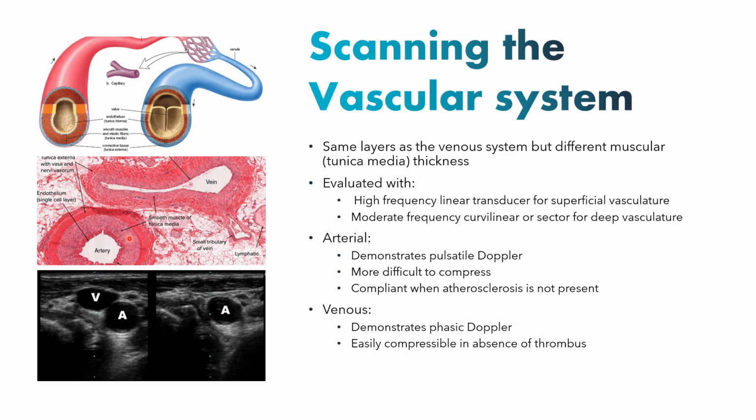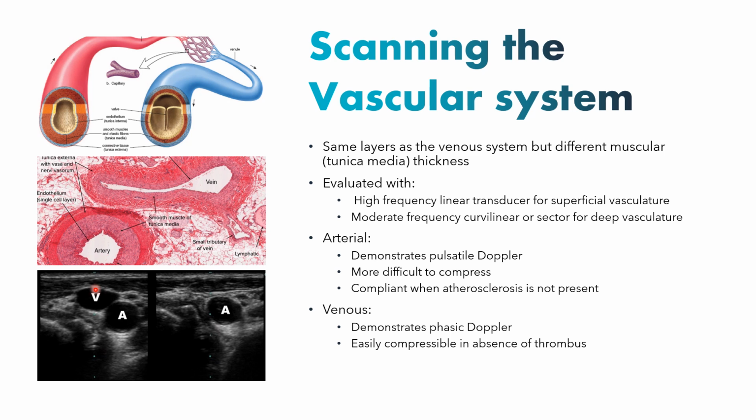Because that tunica media is so much thicker and stronger, it's going to maintain a more circular shape and be less compressible than its venous counterpart. So you can see here, venous is very easily compressed, artery is not. That's going to be really important when we're scanning because lots of times we're going to want to compress the vein to make sure that there's no thrombus in there. If there's no thrombus, it should compress completely wall to wall.